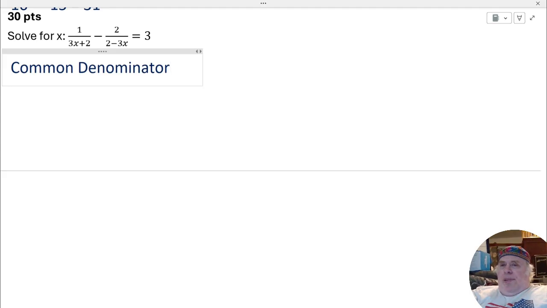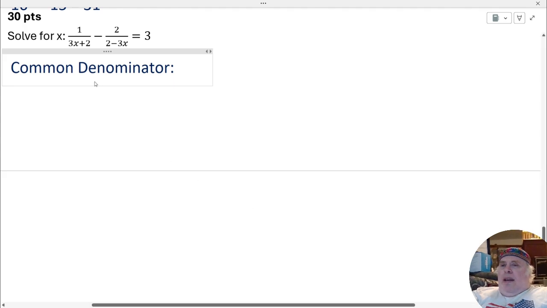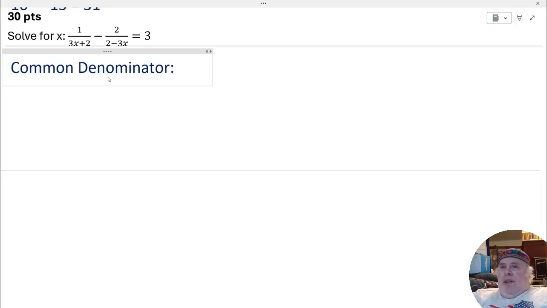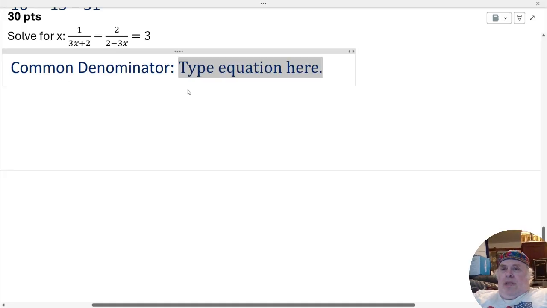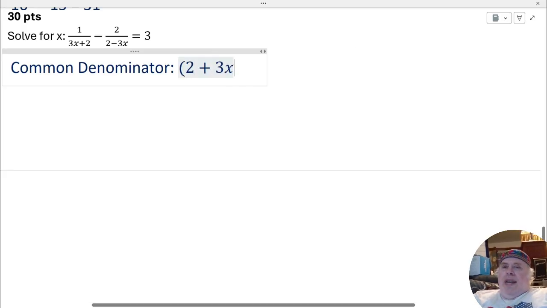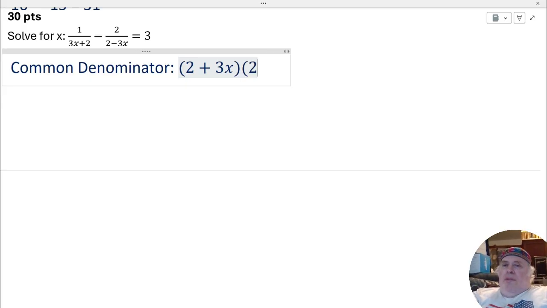And okay, that's going to be the product of these two denominators. But I'm going to reverse the order of the first one over there. So instead of saying 3x plus 2, I'm going to say 2 plus 3x. So this is going to be 2 plus 3x, and then we're going to multiply that by 2 minus 3x.